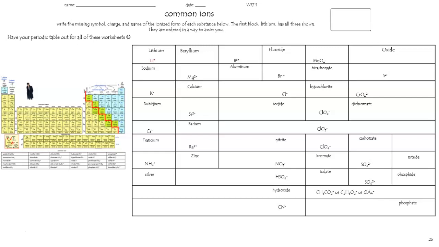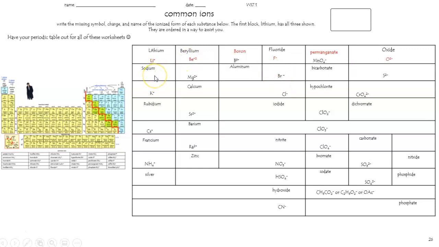Lithium refers to the lithium cation, group 1, Li+. Beryllium, that is group 2, so it will be Be2+. B3+ refers to the boron trication. Fluoride, that would be F-, group 7. Here's a polyatomic ion. That is a permanganate anion. Oxides are derived from oxygen, O2-.